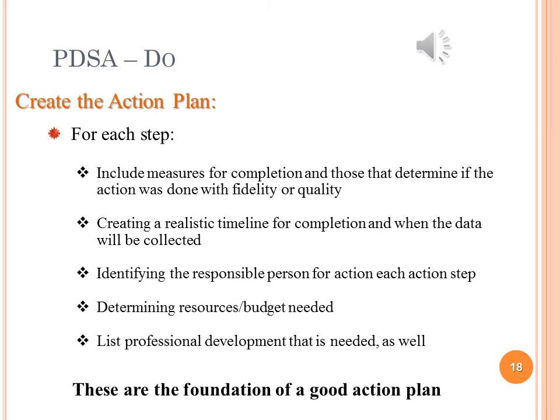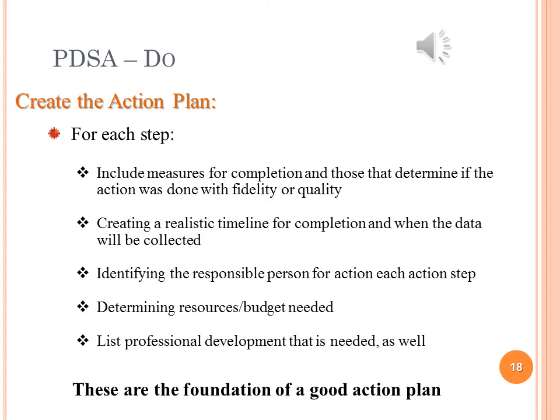You also need to include a measure for completion of each step and those that determine if the action was done with fidelity or quality. So for example, if you were going to hold a meeting, your agenda and attendance can show that you completed it. To determine if it was done with quality, you can collect exit slips with feedback from the participants.